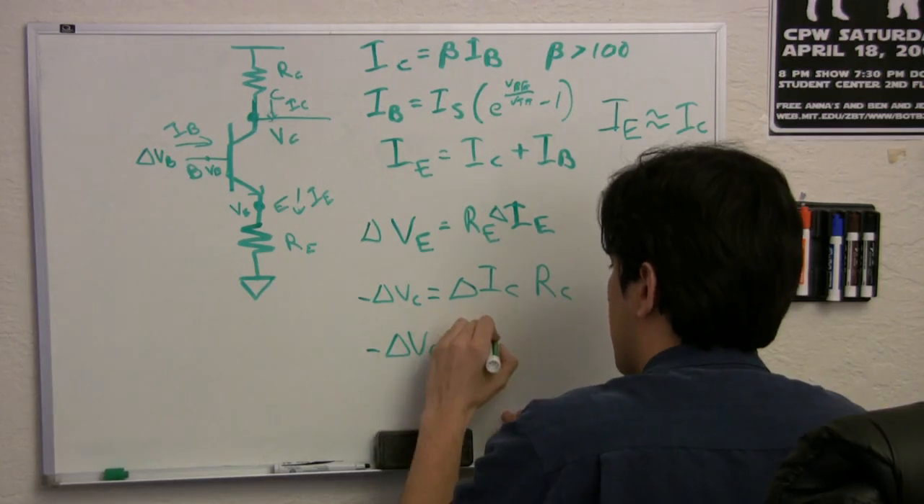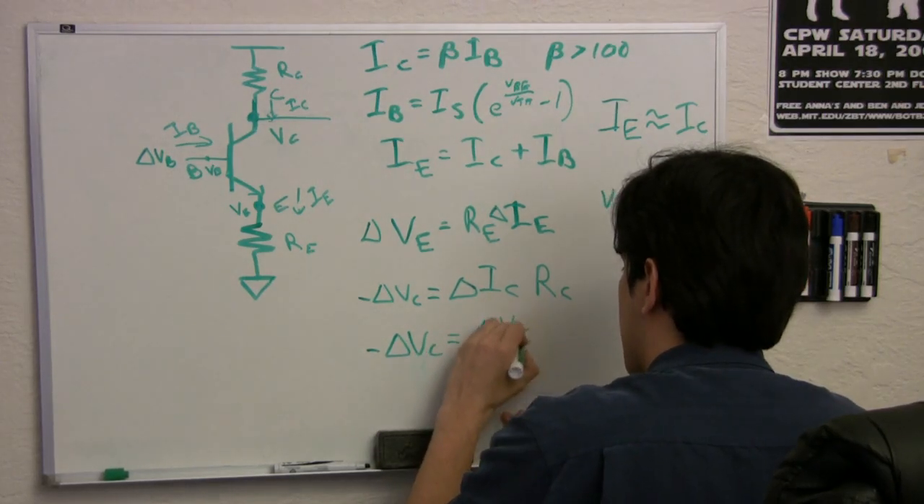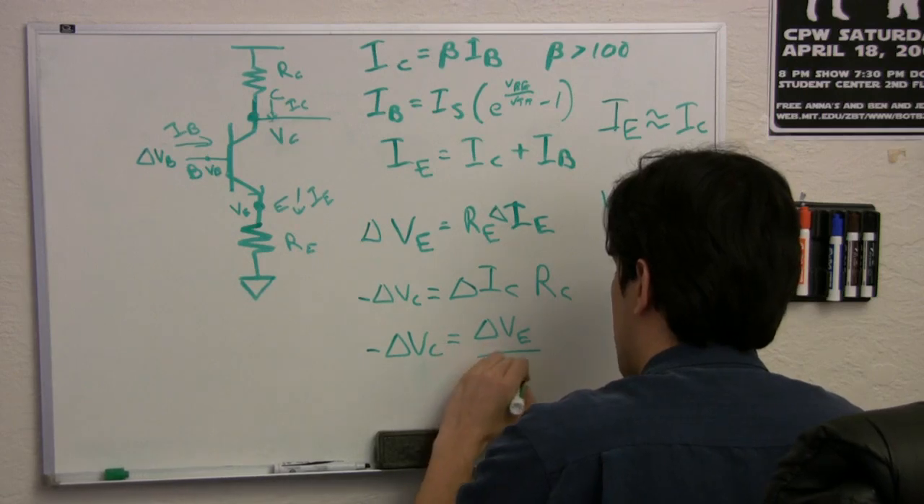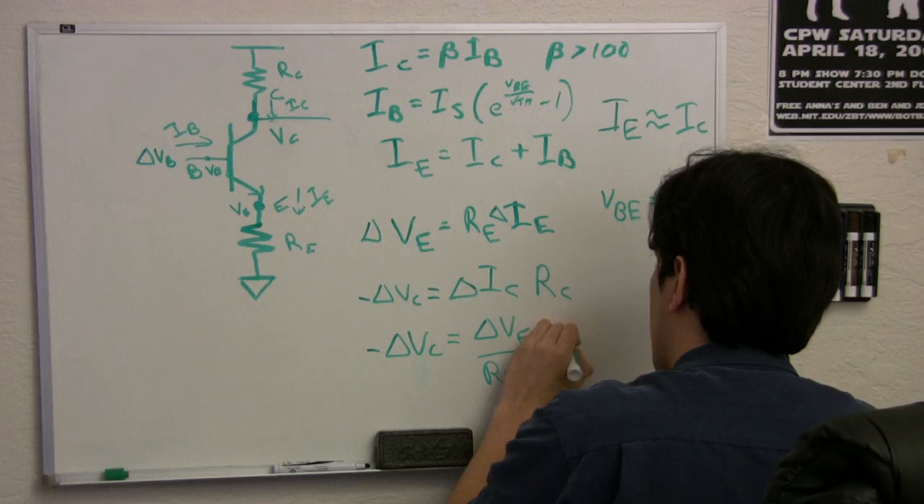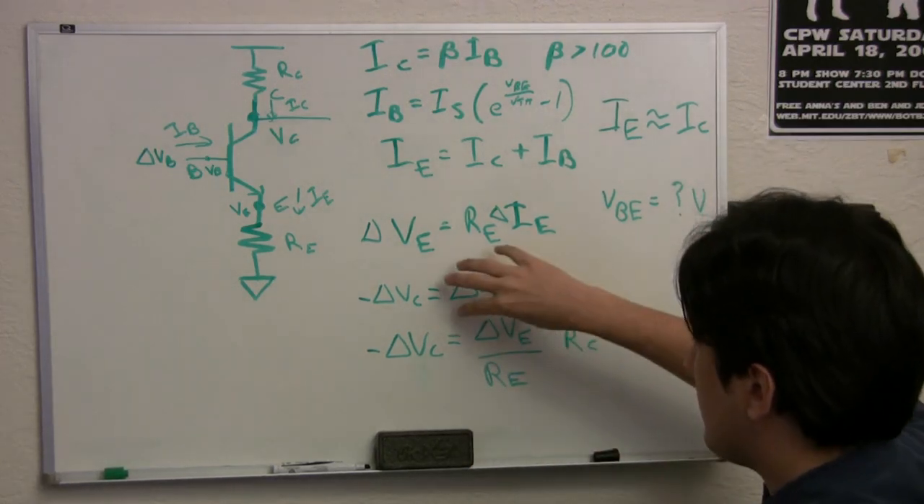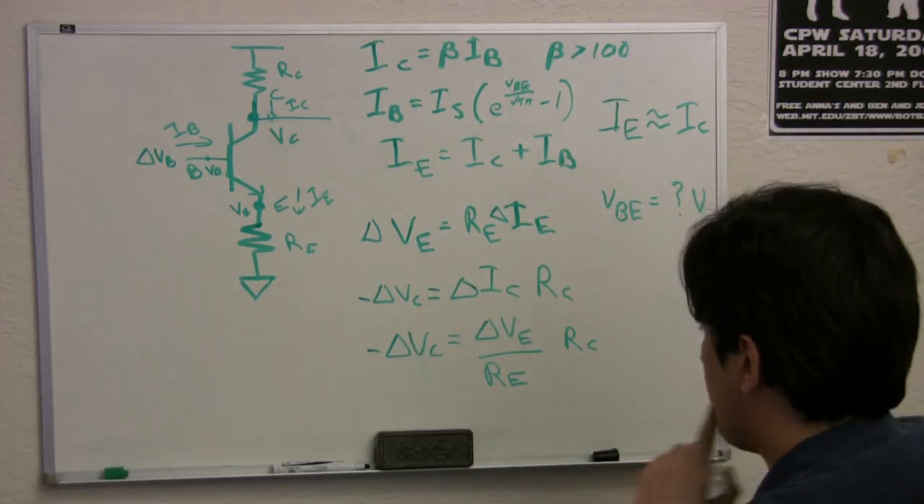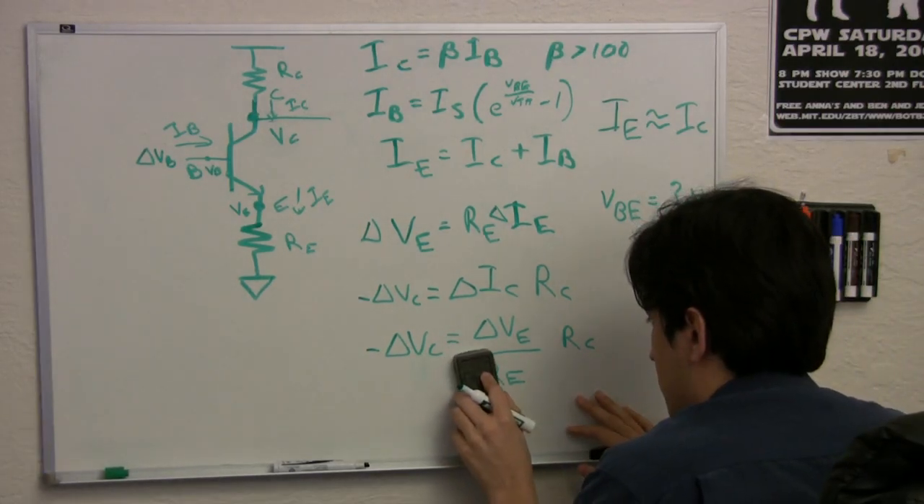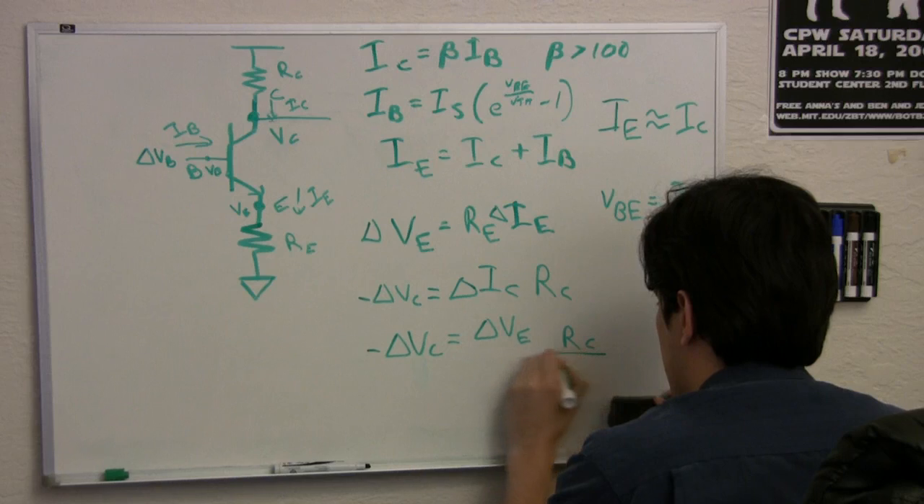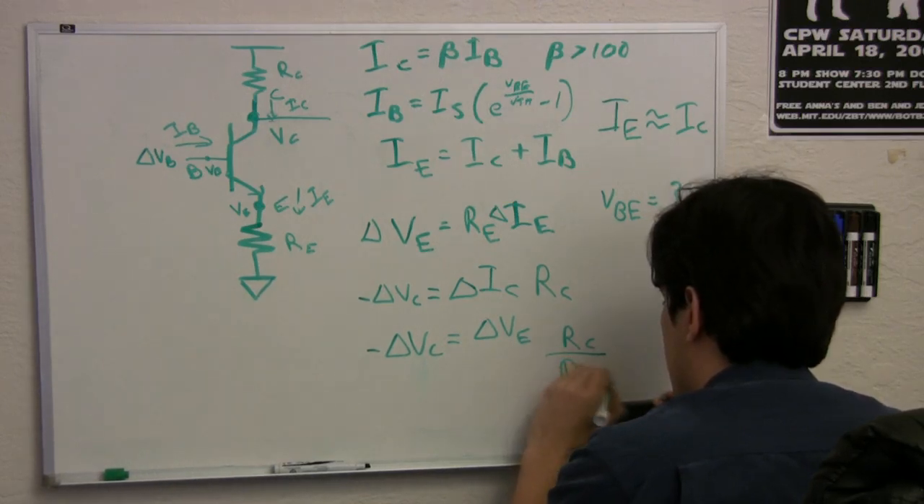Equals delta VE over RE times RC. I just replaced IC with what IE equals. Okay, so what I can do, I'm just going to move this RE over here.